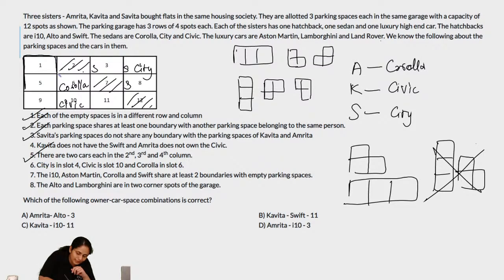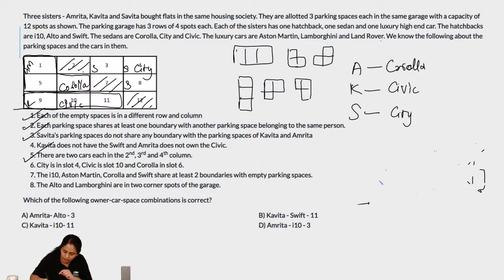which means one block is like this and the other block is like this. Now I know that Amrita does not have Civic, she has Corolla. So this is Amrita and this is Kavita. So 9, 10, 11 are Kavita slots, 1, 5, 6 are Amrita slots. Let me draw a slightly bigger diagram so that it is easier for students to see what is going on.